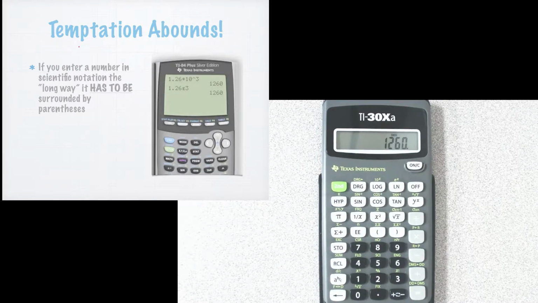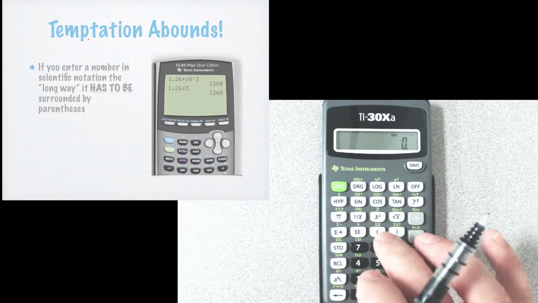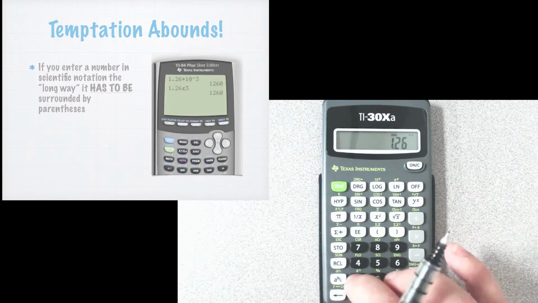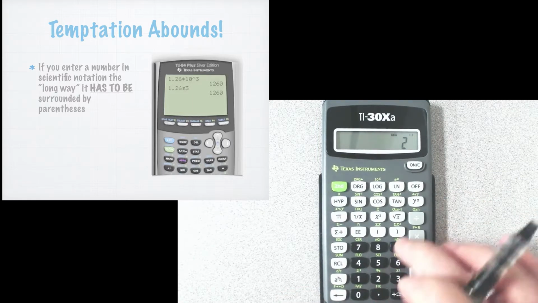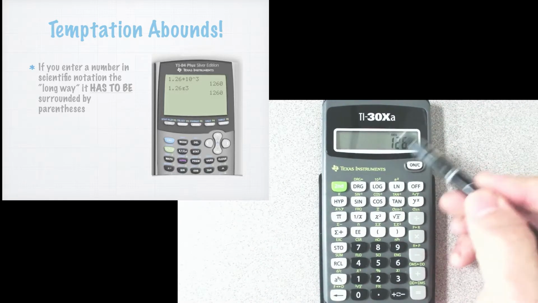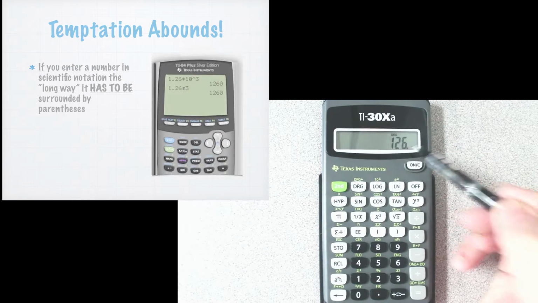Again, same number. If you do this the long way, 1.26 times 10 to the third power, you have to absolutely put this number in parentheses when you're doing calculations. So for example, on this calculator, I would do parentheses 1.26 times 10 raised to the second power in parentheses, and see that did that calculation and gave us the number. I did it to the second. That's why this is only 126.